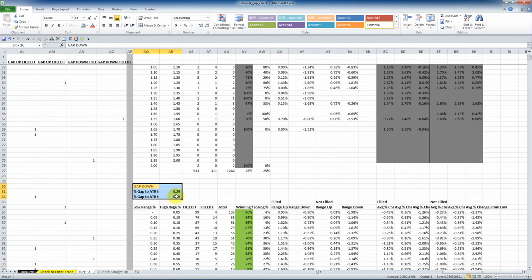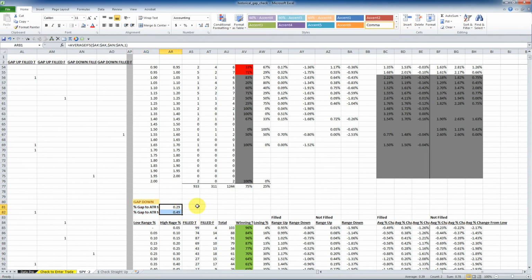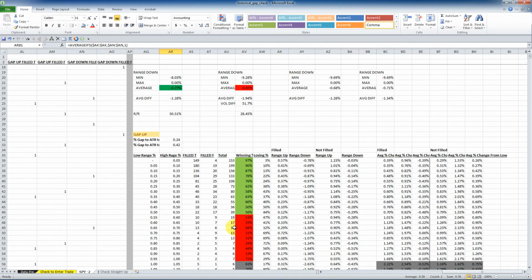Actually, there is the gap down right there, and it's the same information. Basically, the gap downs have more severe gap downs, because the ATR move is a relative number, what I consider a percent move, up or down.